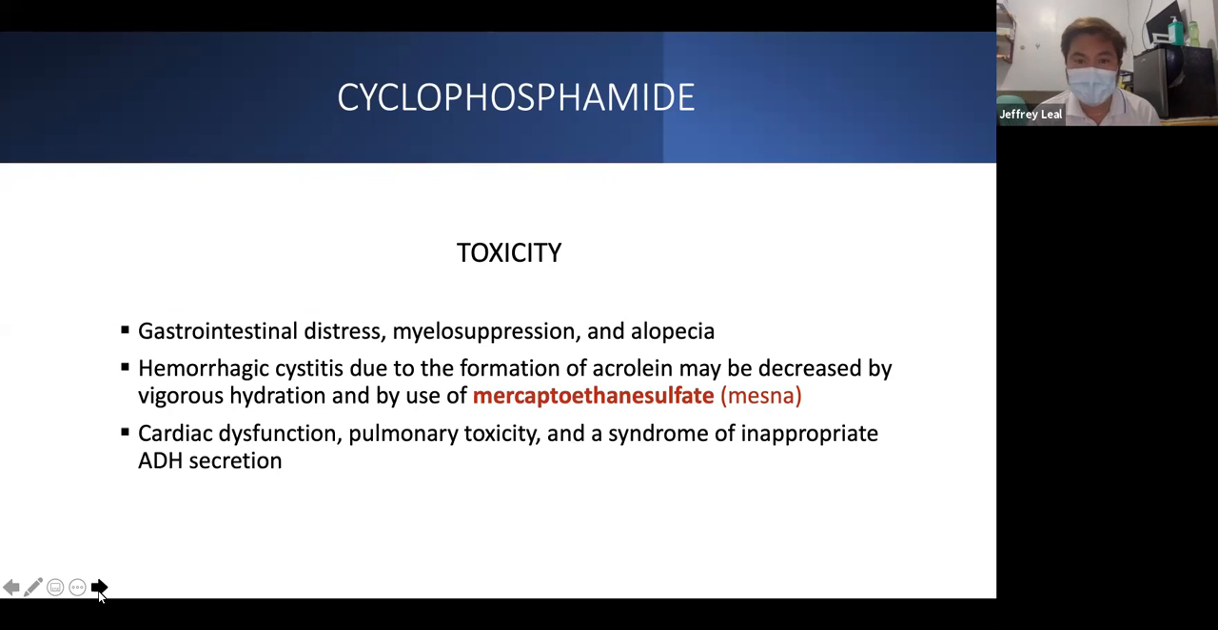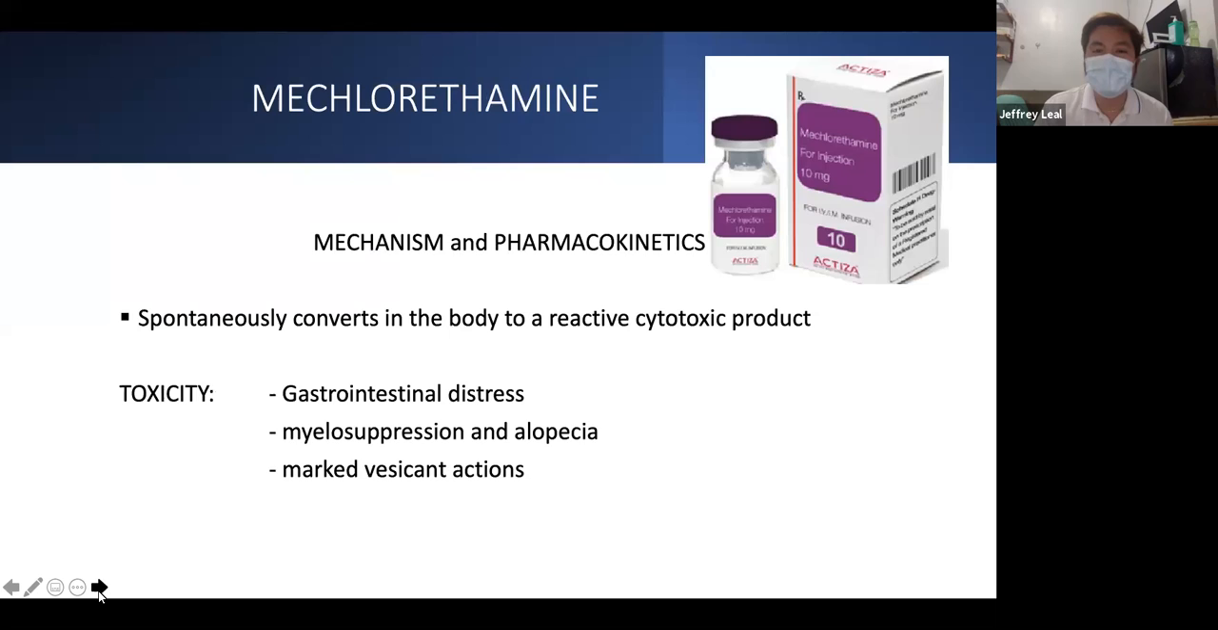Okay? Other toxicities of your cyclophosphamide, they can cause cardiac dysfunction. They are toxic to the pulmonary, and a syndrome of inappropriate antidiuretic hormone secretion. Okay? Your mechlorethamine, they are spontaneously converted in the body to a reactive cytotoxic product. And toxicities would include GI distress, myelosuppression and alopecia, and marked vesicant actions. Nagkakaroon ng mga butlig-butlig yung skin ng patient.